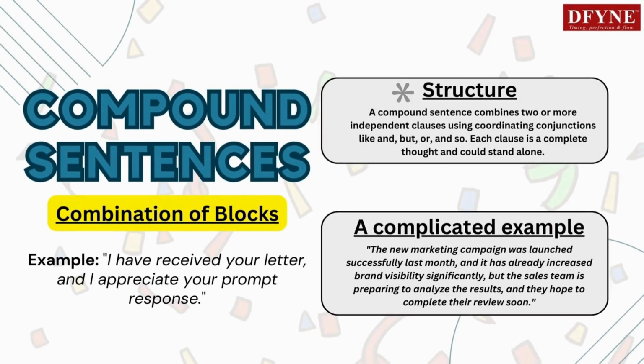Compound sentences. A compound sentence combines two or more independent clauses using coordinating conjunctions like and, but, or, and so. Each clause is a complete thought and can stand alone. Imagine stacking two building blocks side by side. A compound sentence links two equal, related ideas, showing how these ideas relate equally to one another.